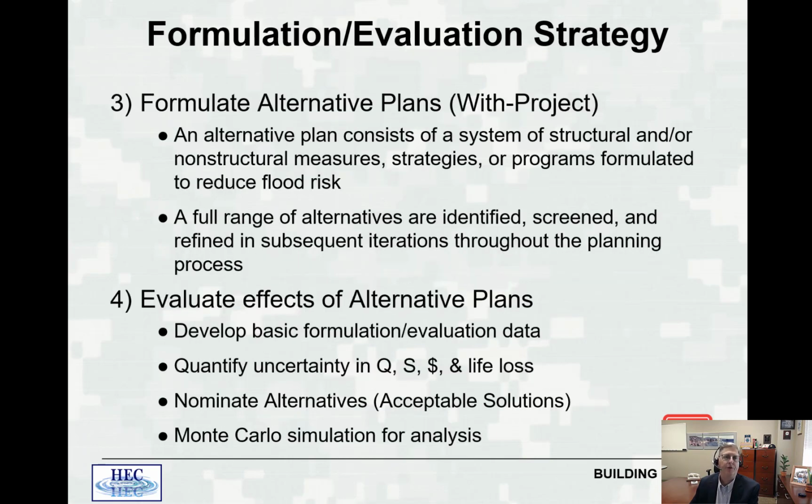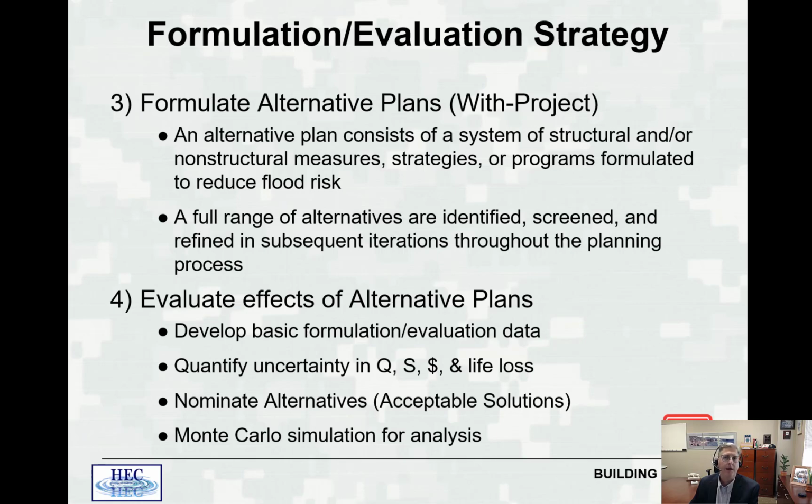Step 3 is you formulate your alternative plans. This is your with project plans. So an alternative plan consists of a system of structural and/or non-structural measures, strategies, or programs formulated to reduce flood risk. So what are structural measures? Structural measures are like levees or reservoirs that actually modify the flood or change how frequently an area might get wet.